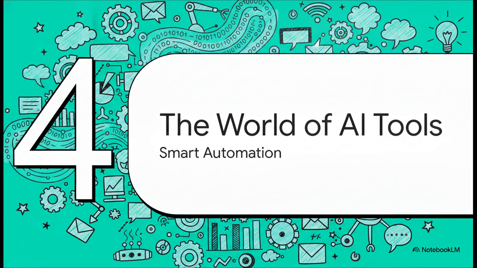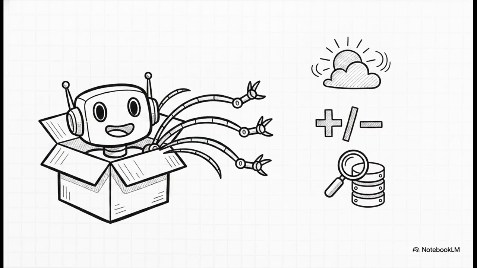All right, this next part is absolutely fascinating. Let's step into Section 4, the world of AI tools and smart automation. Up until pretty recently, AI chatbots were kind of locked in a box, right? They could only chat with you based on whatever training data they already had. But thanks to this specialized concept called function calling or tool calling, everything changed. We are basically giving AI models hands to reach out and perform external actions.